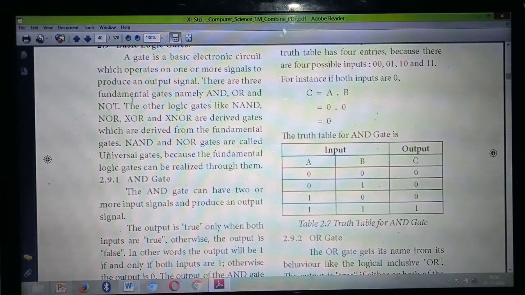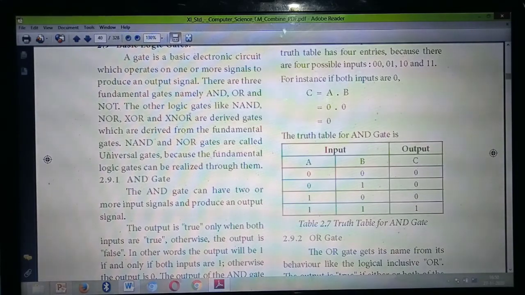The other logic gates like NAND, NOR, XOR and XNOR are derived gates, which are derived from fundamental gates. That is the first point, starting from here till fundamental gates. Next, each gate you should write. What are the gates?